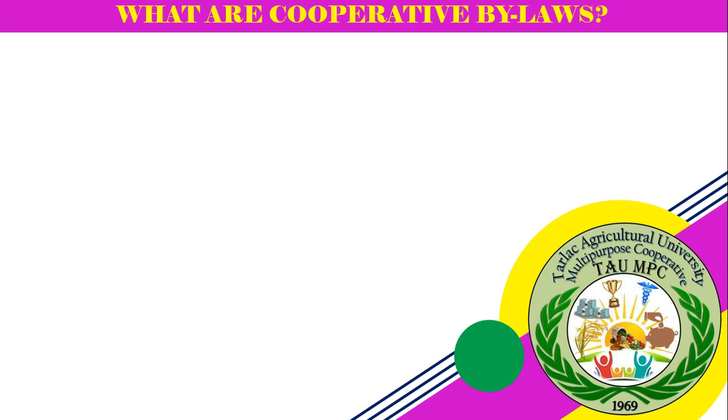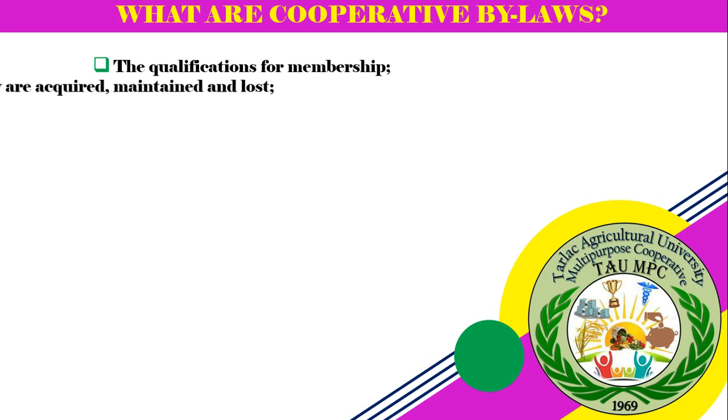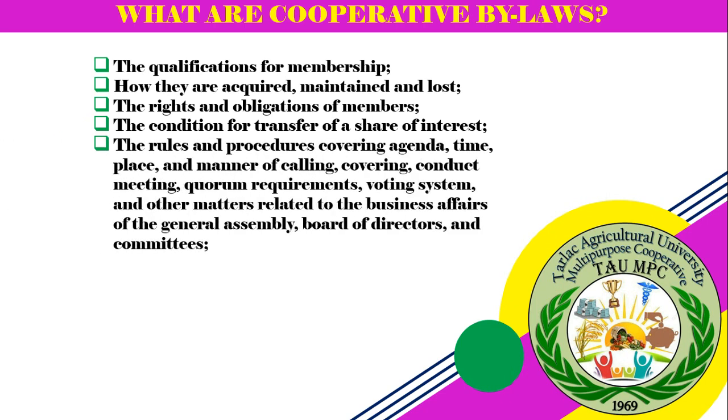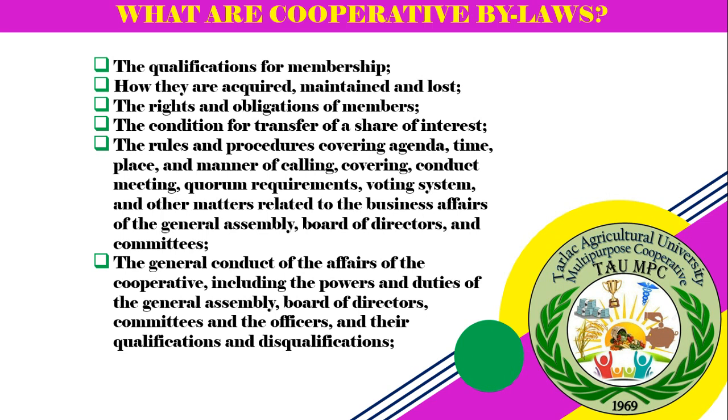What are cooperative bylaws? The qualifications for membership, how they are acquired, maintained, and lost. The rights and obligations of members. The condition for transfer of a share of interest. The rules and procedures covering agenda, time, place, and manner of calling, conduct of meetings, quorum requirements, voting system, and other matters related to the business affairs of the General Assembly, Board of Directors, and committees. The general conduct of the affairs of the cooperative, including the powers and duties of the General Assembly, Board of Directors, committees, and the officers, and their qualifications and disqualifications.